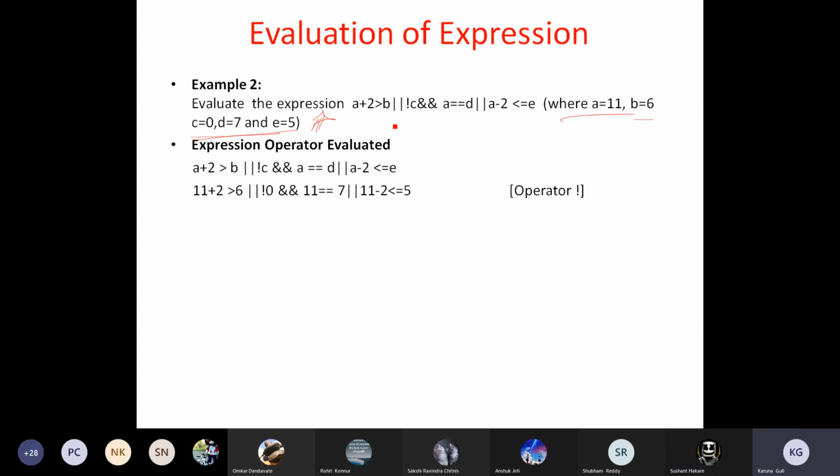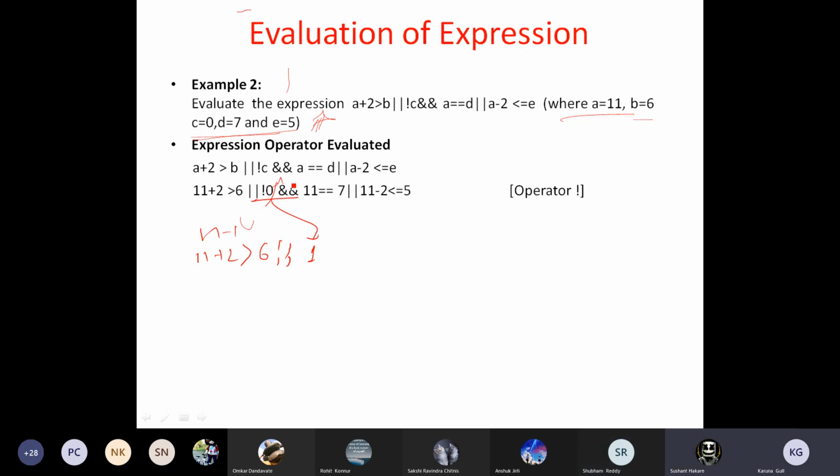Make it fast, don't delay. Not will be evaluated first. Correct now? So not will be evaluated, and I'll keep the other things as they are. So 11 plus 2 greater than 6, or, so not equal to means not 0, what is that? 1. So this is false. Not false means 1, true. True means 1.